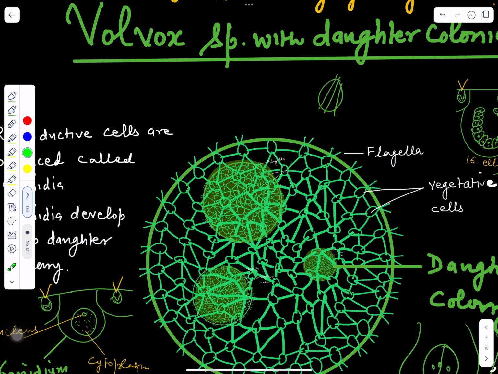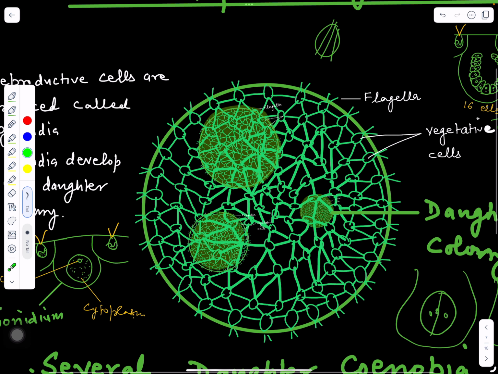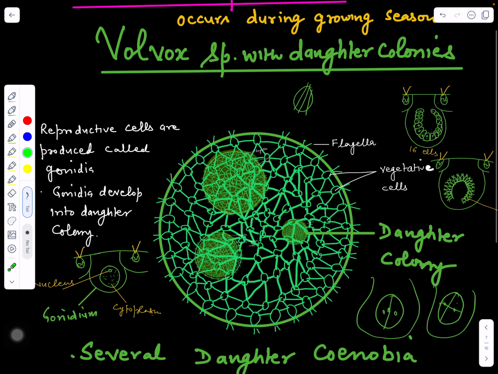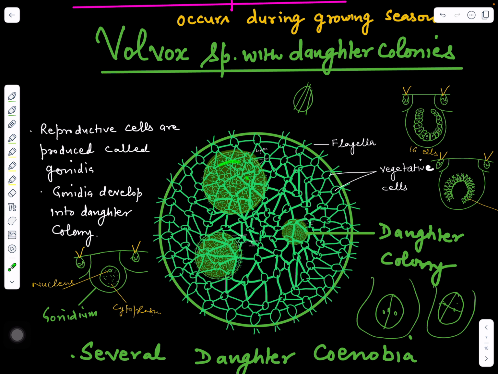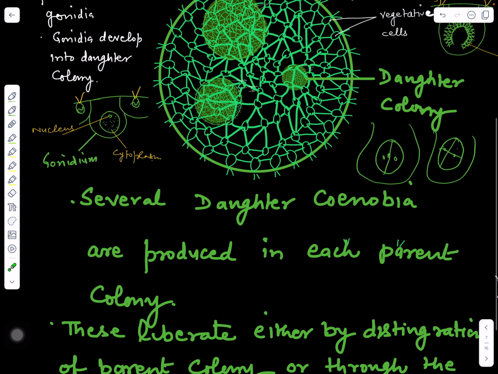Inside the Volvox colony or coenobium, these daughter colonies are being produced. They can be small in size or bigger in size. Small ones are immature, and bigger ones become mature. So each gonidium will develop into a daughter colony. These gonidia reproduce to form small coenobia present inside the coenobium, called daughter colonies. So several daughter coenobia are produced in each parent colony.